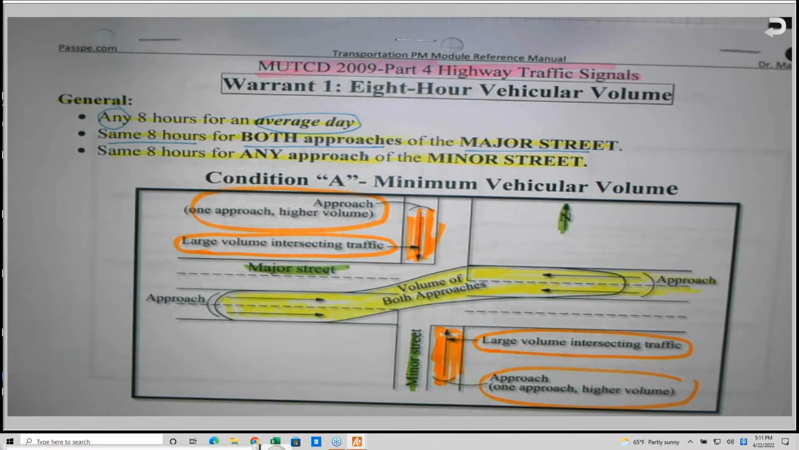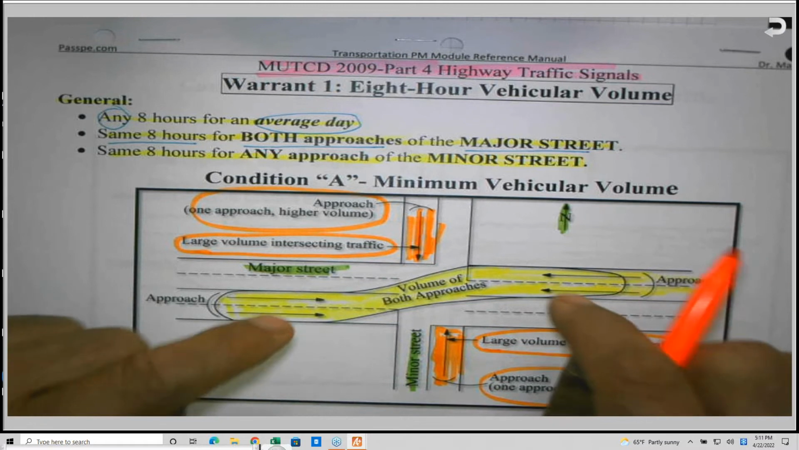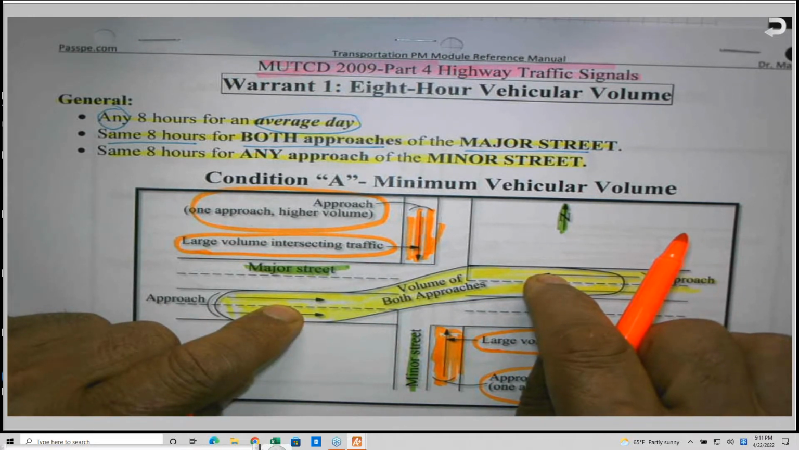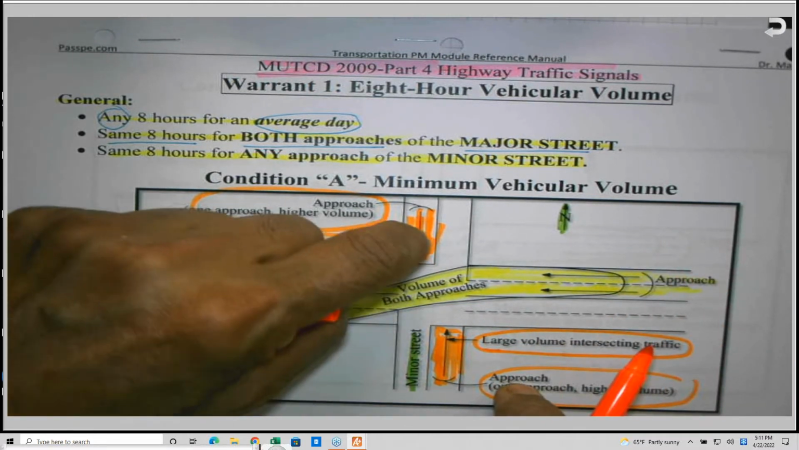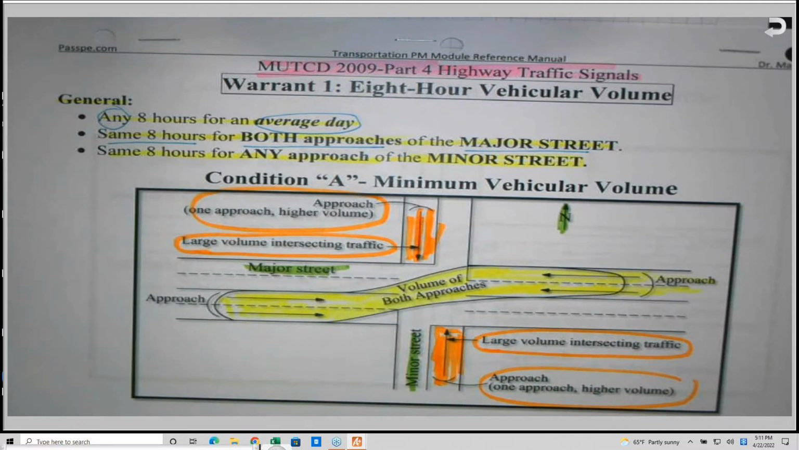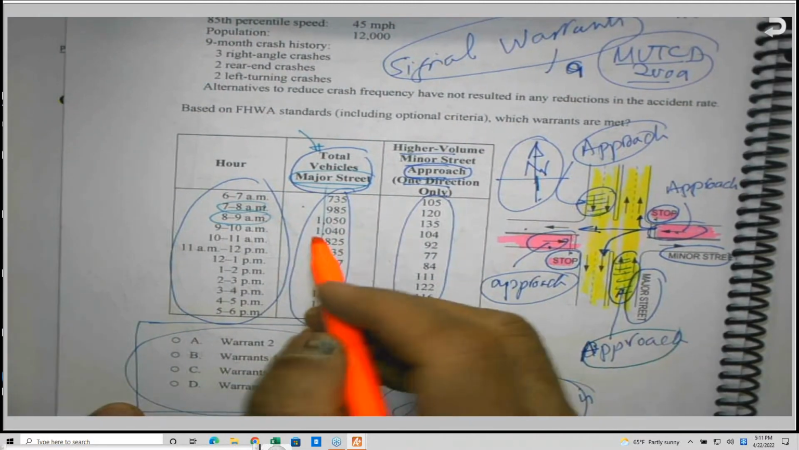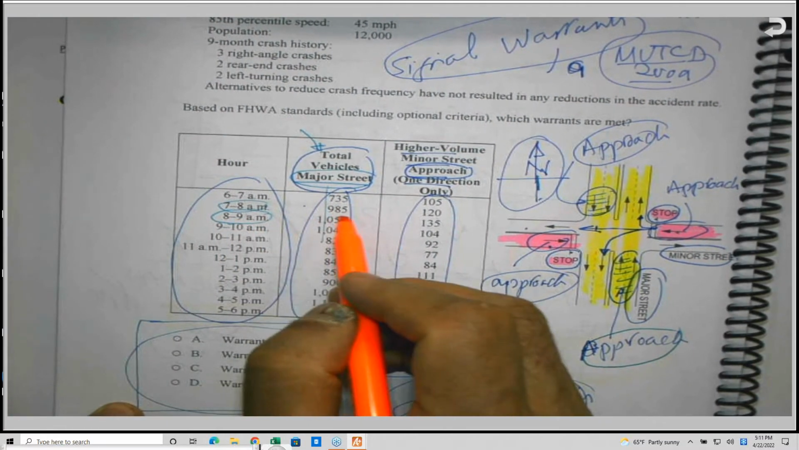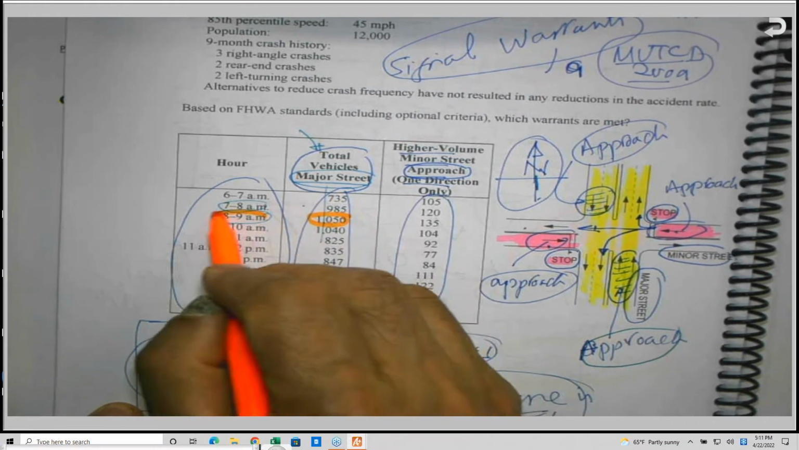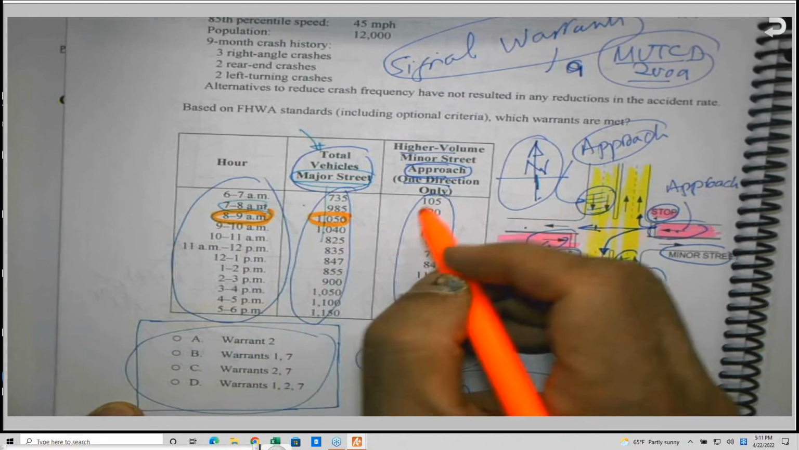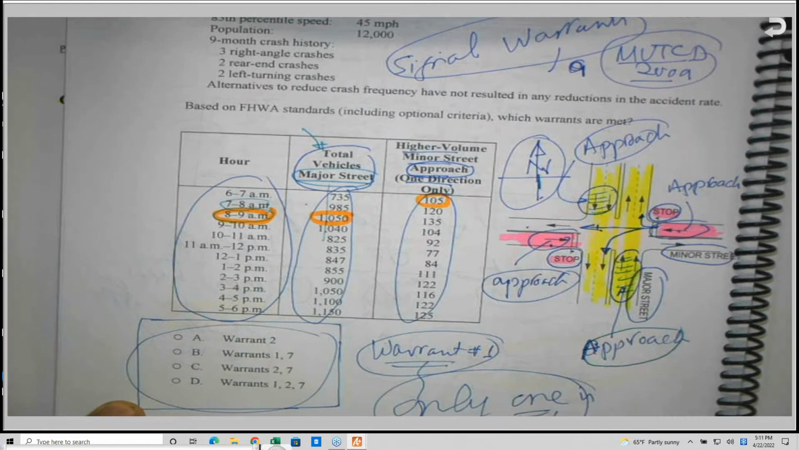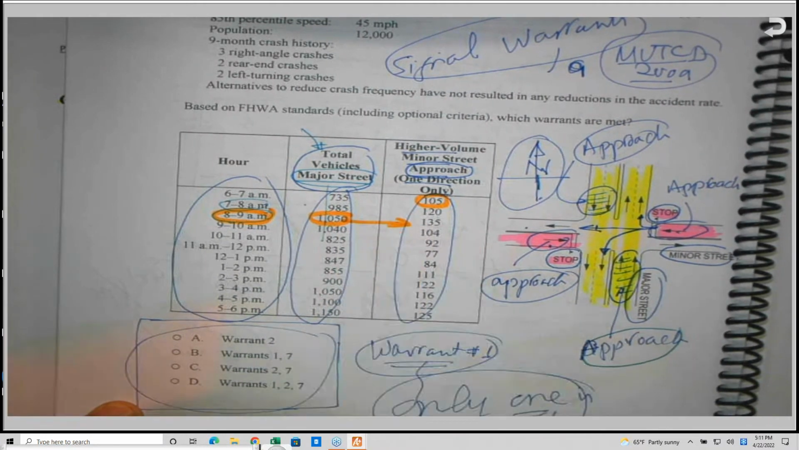But we have to be careful. The hour that you pick here must be the same hour for this or this. I cannot go up and down again. I cannot say that, oh, for both approaches on the major it will be between 8 and 9, and I'm going to pick this 105 here. No, you cannot. It must be the same hour. Do you remember the same hour?